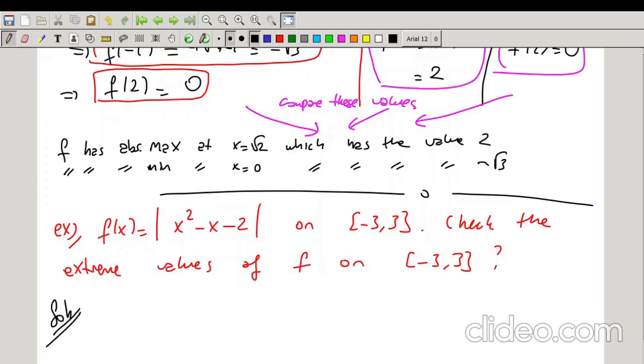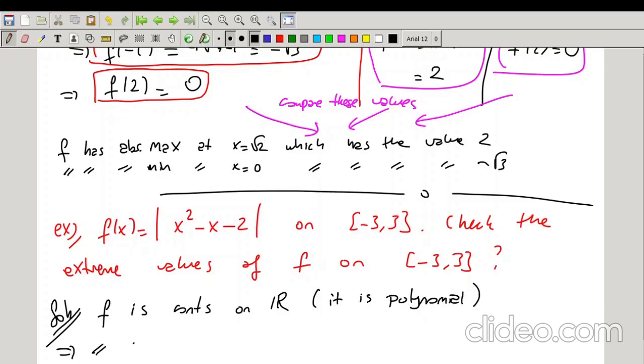Okay, here we do first the following. f is continuous because f has no value which makes f undefined. f is continuous on R because it is a polynomial, let's say. It is polynomial even if it is in the absolute value. So it means f is continuous on the interval [-3, 3].